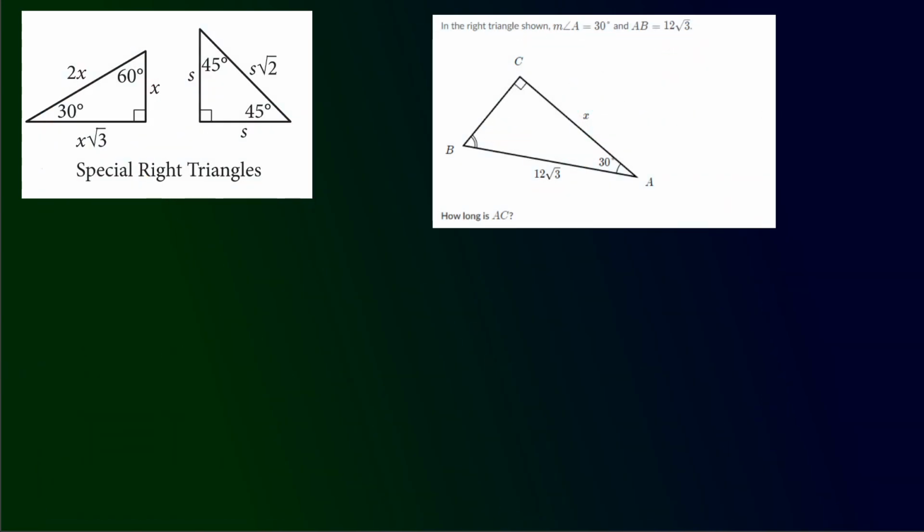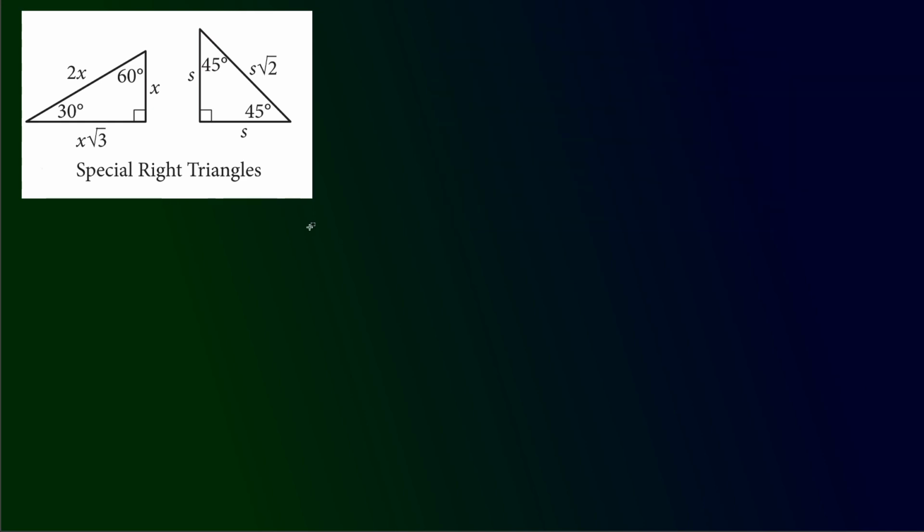So let's do one more. I'm just going to make one up. So let's take away this problem, and let's redraw our pictures on our own. So from memory, let's draw our 30, 60, 90 triangles.